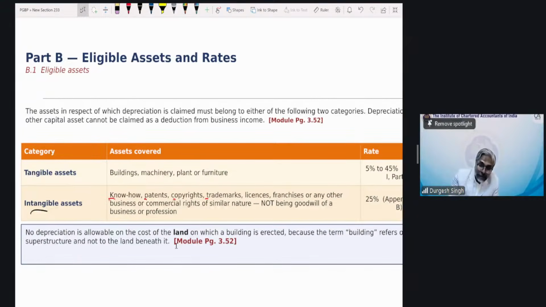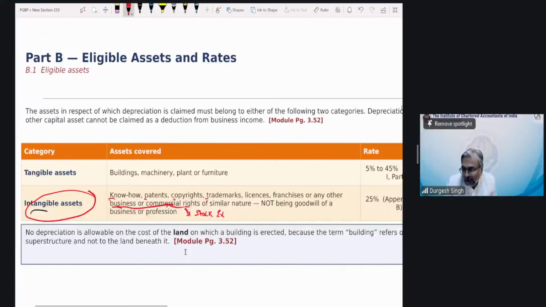Answer is yes. So any other business or commercial right, can that be considered to be an intangible asset? Answer is yes. So here one example, students, can be written: payment towards the stock exchange membership card is one of the examples. Is that point clear to all of you, students? Every one of you?